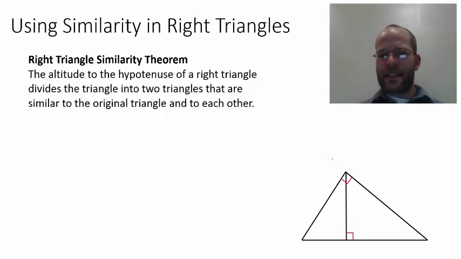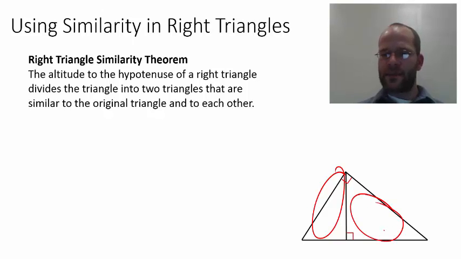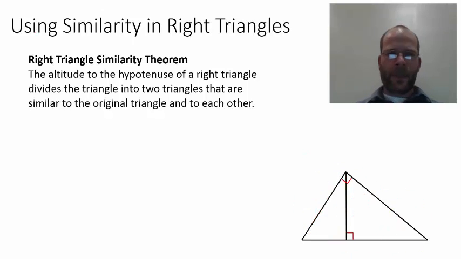The theorem says that each of these triangles, we'll call them triangle 1, 2, and 3, are similar to each other. So this small triangle is similar to this medium triangle, which are both similar to this large triangle. How do we prove it?